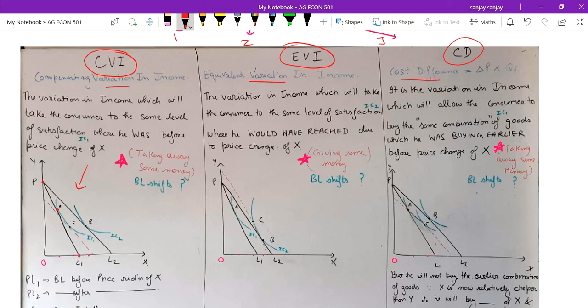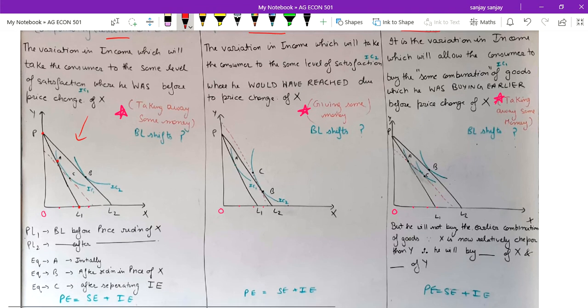In the beginning, our equilibrium was at point A. PL1 is the budget line before the price reduction of X. This is simple. And our equilibrium was at point A. This is the indifference curve IC1. And on this IC1, we were at point A because equilibrium or maximum satisfaction is given by tangency of budget line and indifference curve. So initially, before the price reduction of X, we were at point A and at the maximum level of satisfaction. But then what happened? With the price of X reduced, this leg will move this side. PL1 will become PL2.